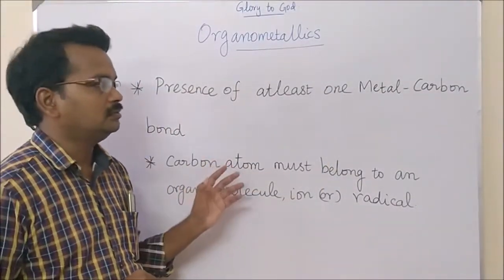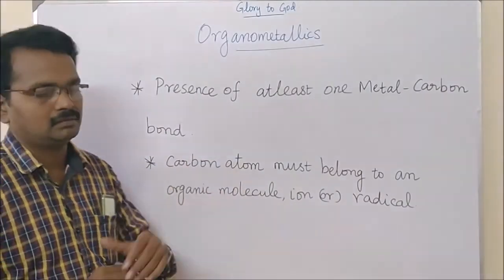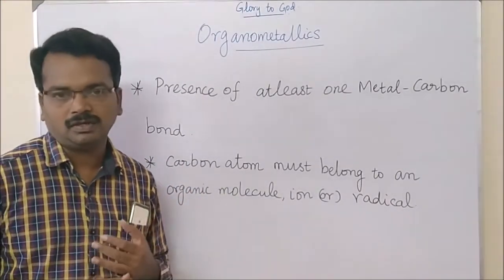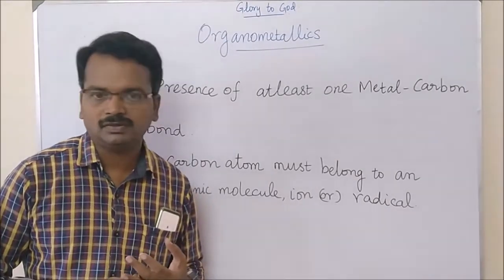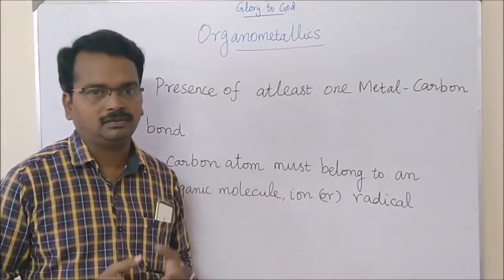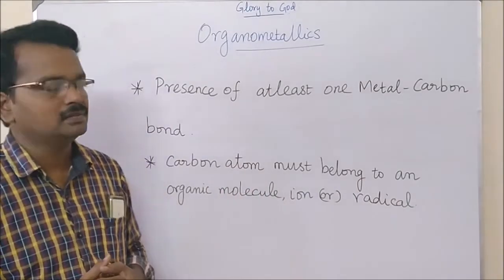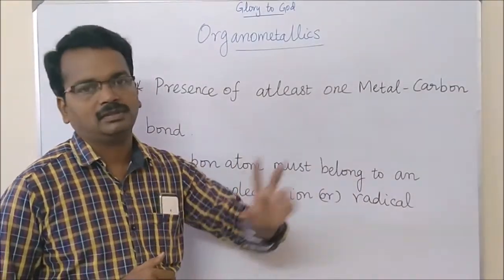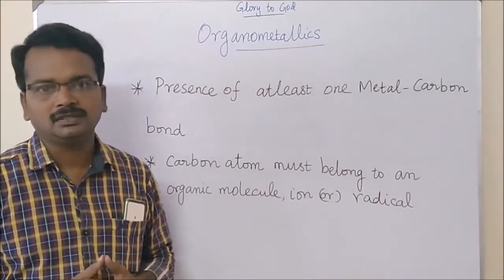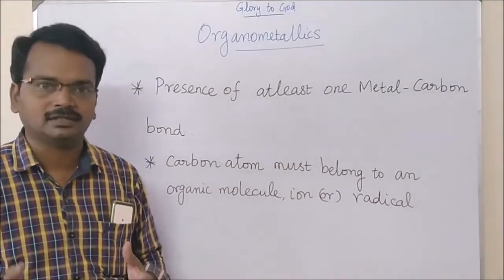In this session, for the time being, we need not bother about the nature of the bond between metal and carbon. Nature of the bond means whether it is a covalent bond or an ionic bond, and if it is covalent, whether it is a sigma bond or a pi bond. We also need not bother about the number of bonds between metal and carbon, whether single, double or triple. Let us discuss those things in later videos.